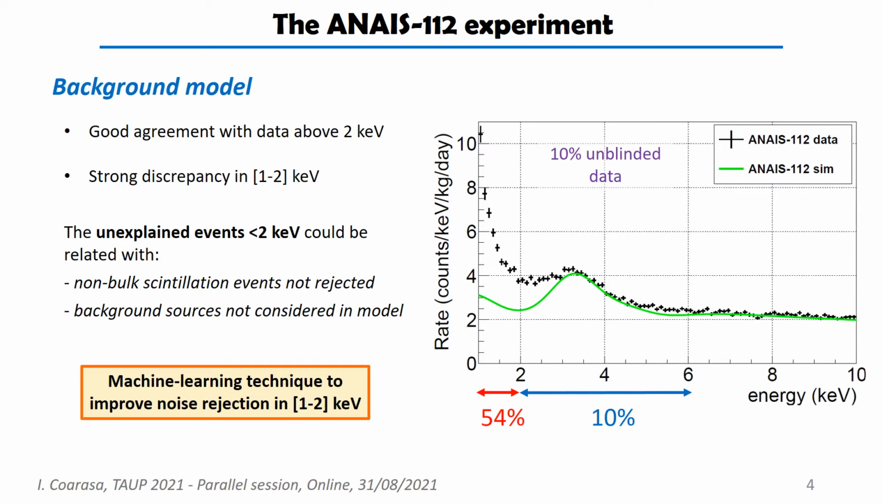Although this filtering procedure works very well above 2 keV, the measured rate from 1 to 2 keV is about 50% higher than expected by our background model, and we cannot discard non-bulk scintillation events as responsible for that excess. In order to improve the rejection of noise events between 1 and 2 keV, we propose to use a machine learning technique.